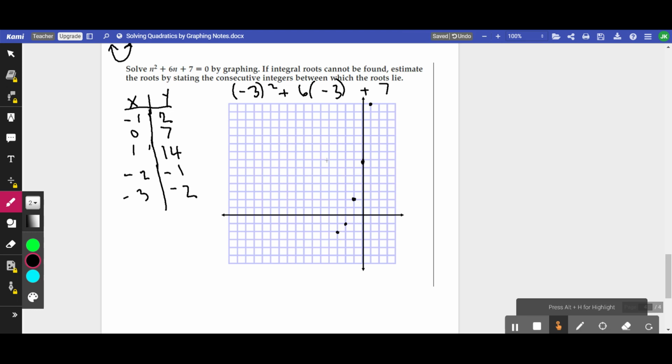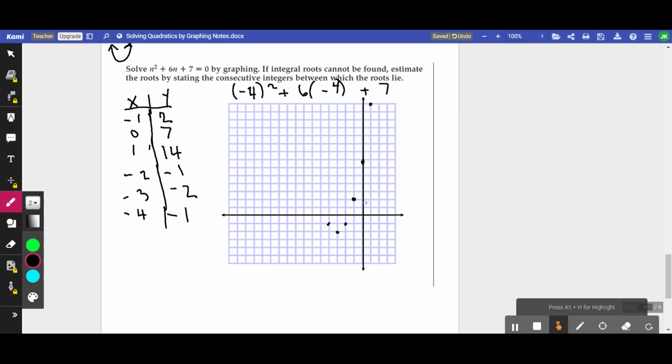This will probably start coming back up, but you need to sub in the negative 4 to make sure it is. So you'll sub in the negative 4 next, because you can't really tell for now. So negative 4 squared would be positive 16. And then 6 times negative 4 would be negative 24. So 16 plus negative 24 would be negative 8. And then negative 8 plus 7 would be negative 1. You can graph negative 4, negative 1.